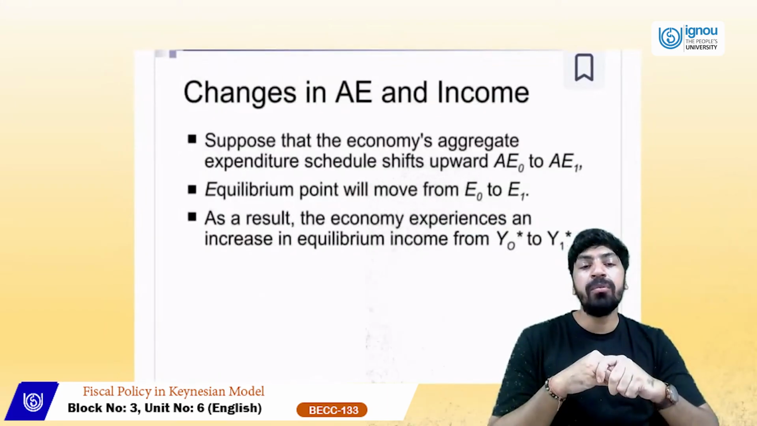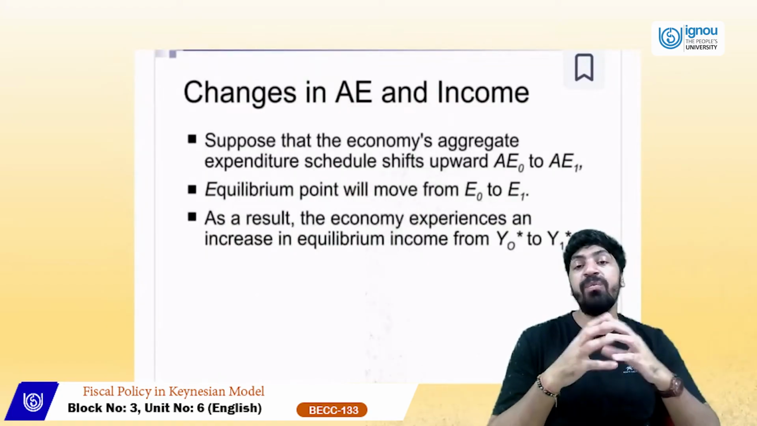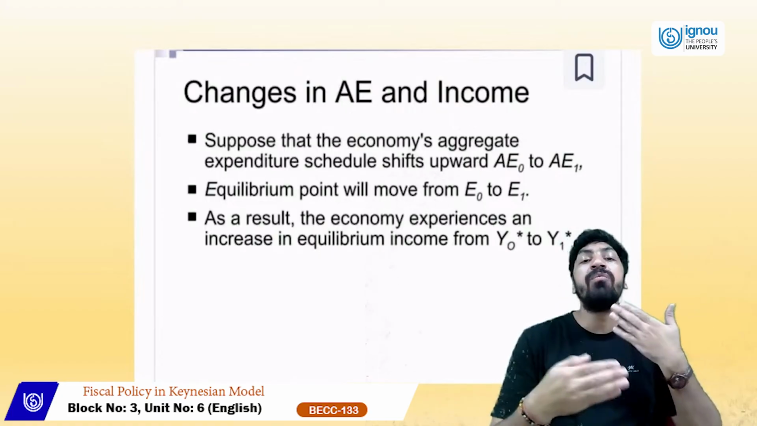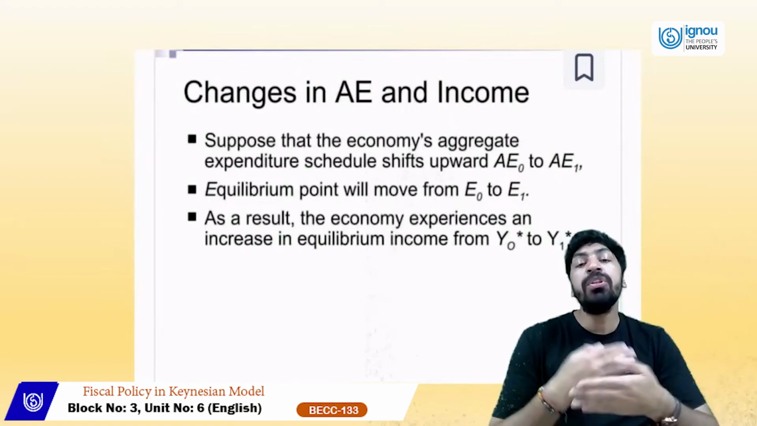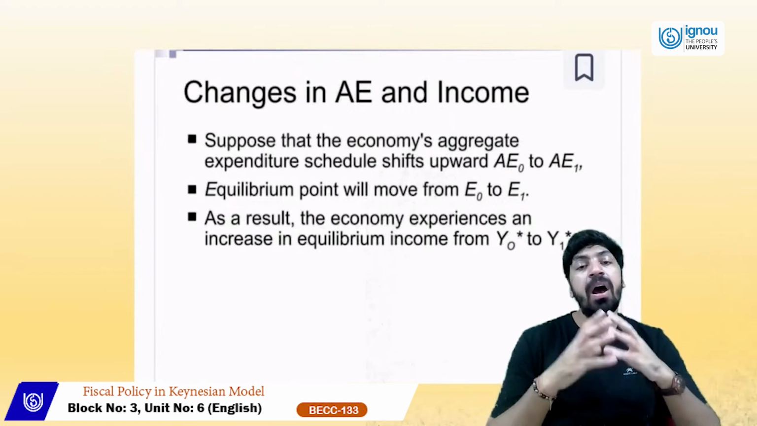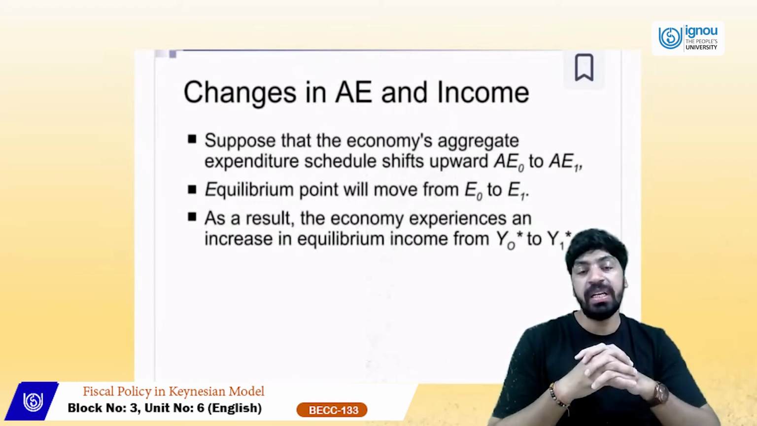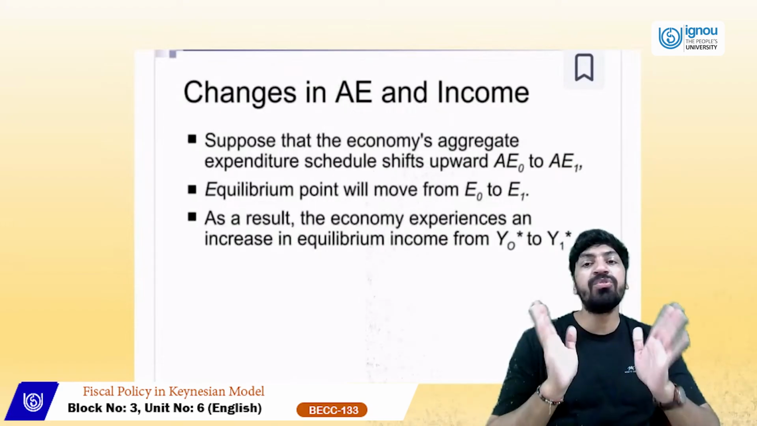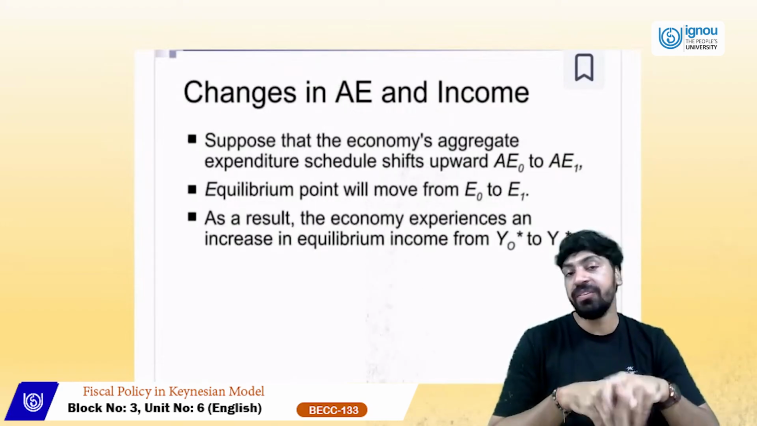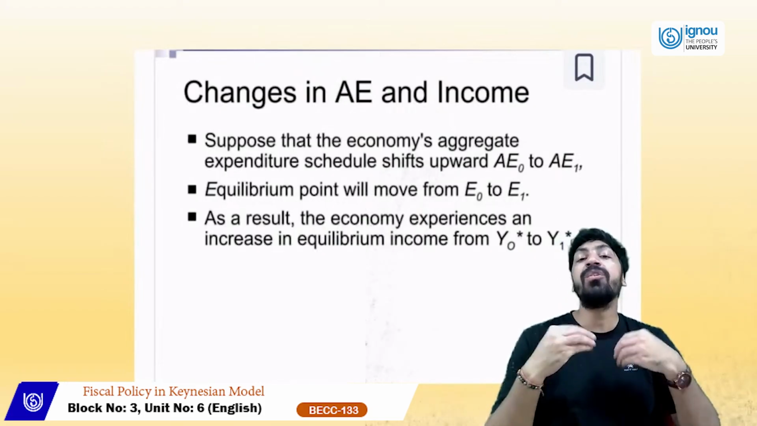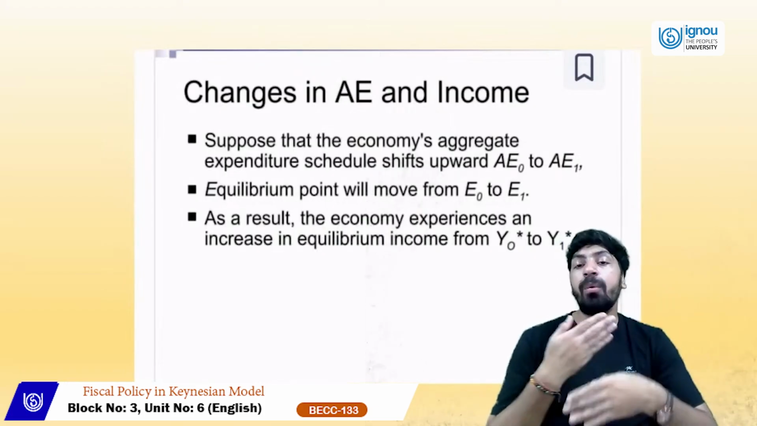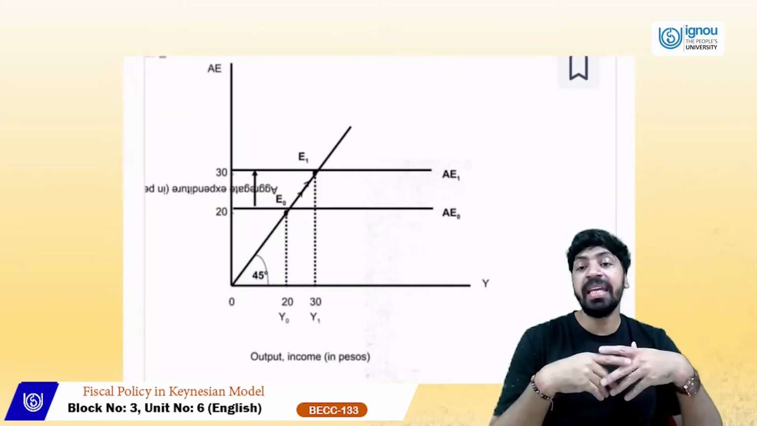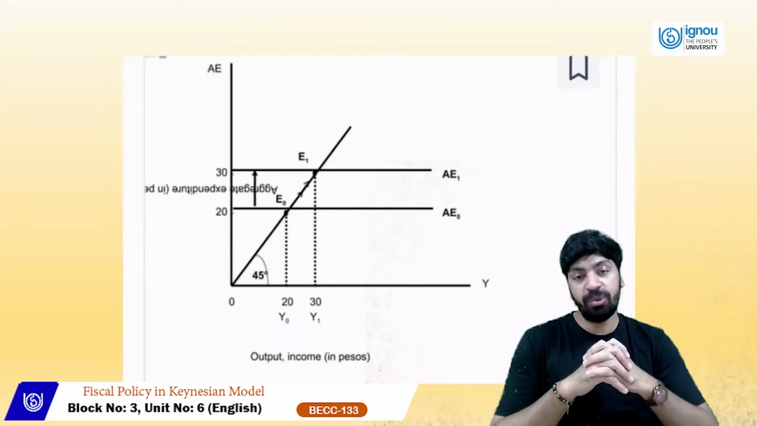Now, when we talk about equilibrium income, automatically when there are changes in aggregate expenditure and income, how it should be shown diagrammatically, how it will be represented graphically, is more important to understand. Suppose there is a situation when the economy's aggregate expenditure increases. So what would be the outcome? This is the outcome if the aggregate expenditure gets increased.